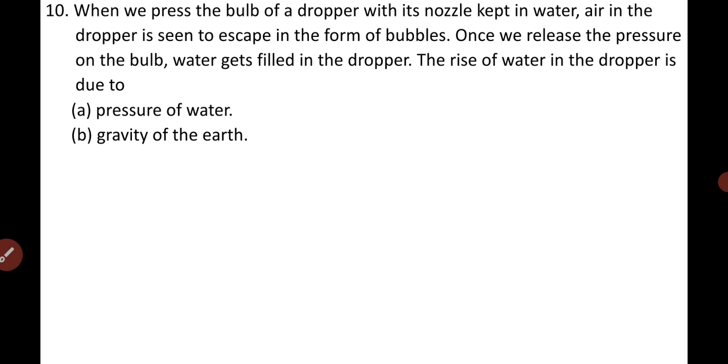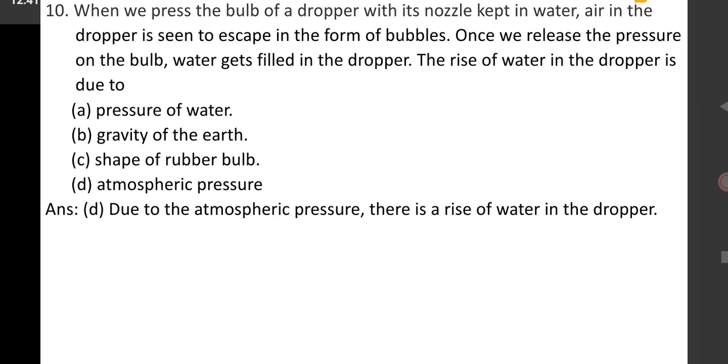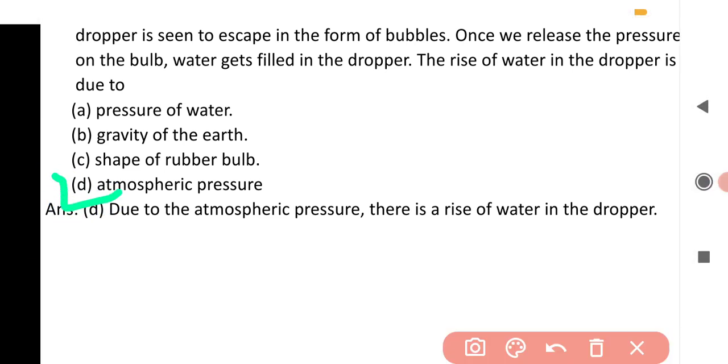If you press the bulb of the dropper, keeping its nozzle inside the water, then you will see that some air bubbles will be formed in the water. And once we release the pressure on the bulb of the dropper, then what will happen? Water will get filled in the dropper. Why does it happen? The rise of water in the dropper is due to what? Pressure of earth, pressure of water, gravity of earth, shape of a rubber bulb, or atmospheric pressure. The answer is atmospheric pressure.